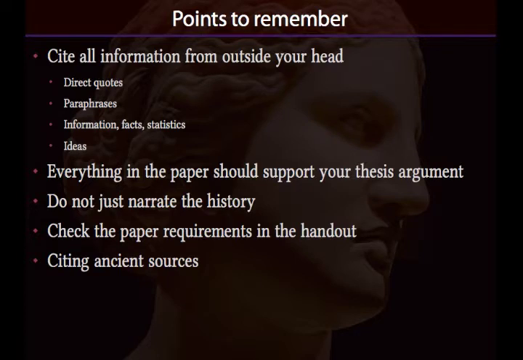If you're using an online source for anything, whether it's an ancient source or a modern source other than a JSTOR article, if you're giving a journal article, all you need to give is the journal name, volume number, year, page number. But anything else that comes from online, you need to give the URL.